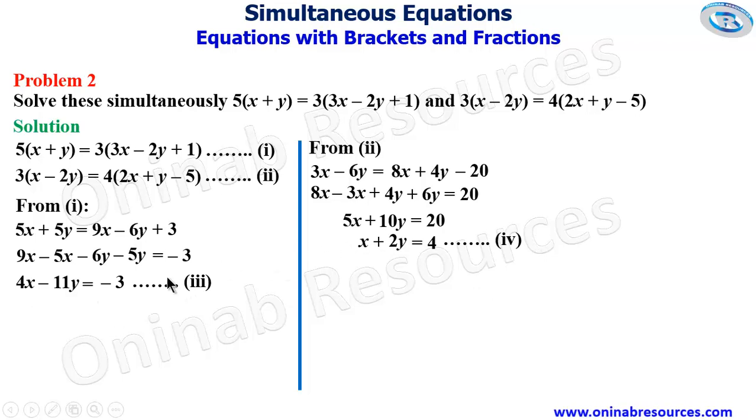Going by elimination method, we have 4x here, we have x here, we have negative 11y and positive 2y here. So it is very easy for me to multiply equation 4 by 4. So that will now become 4x plus 8y is equal to 16. Then I call it equation 5.